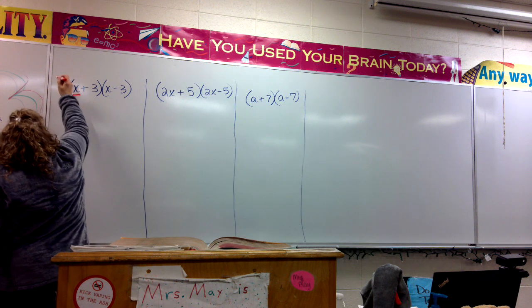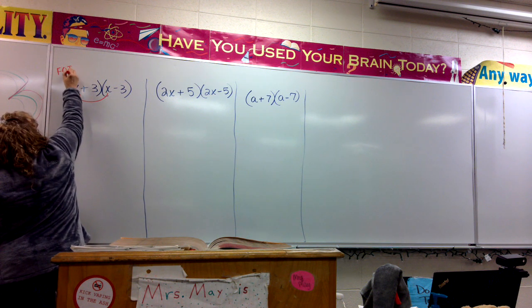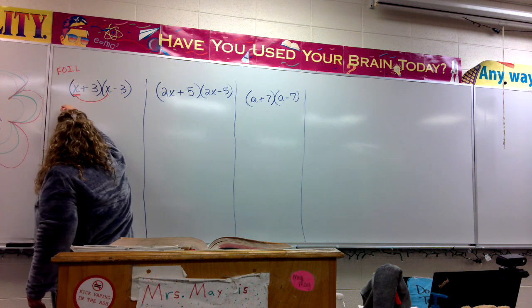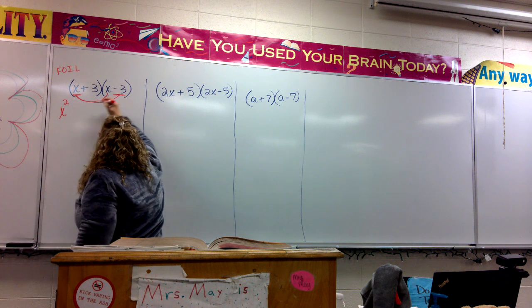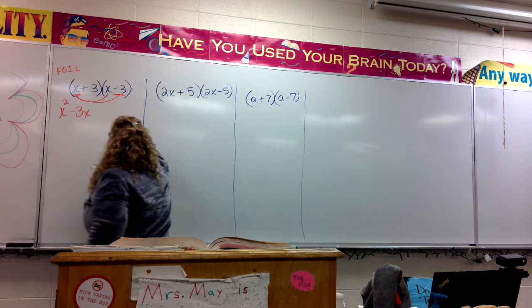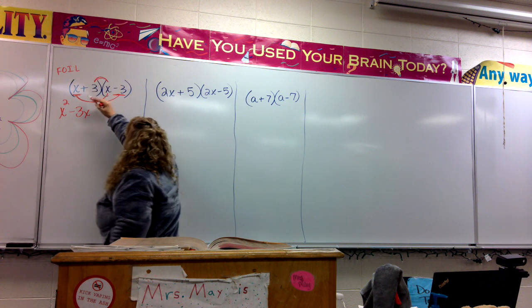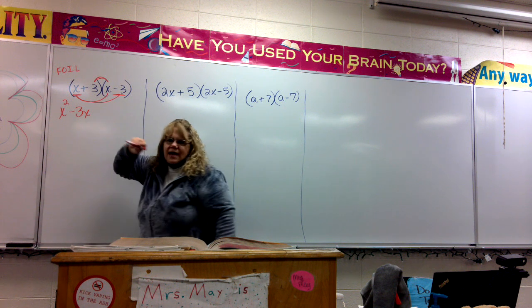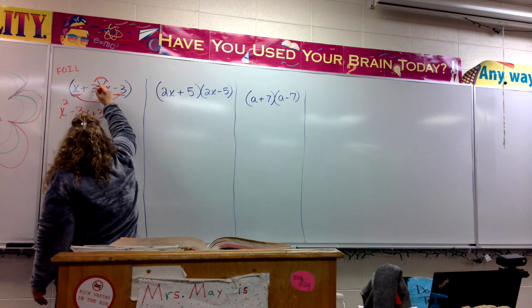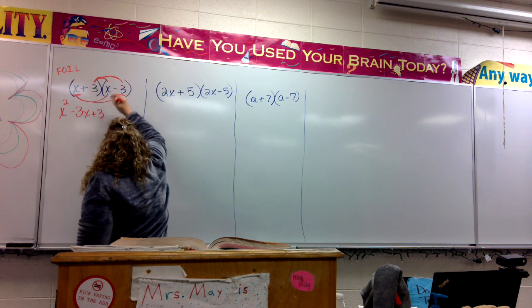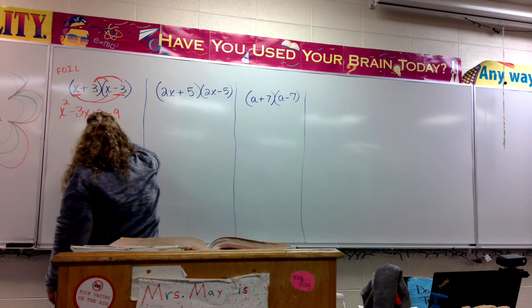And remember the other day we called it FOIL, the first. The first two, what's that? X times X. And then move over X times -3. Those are the outsides. Then I have to do the insides. What's that? 3 times X, positive 3X. And then the last two, the last with the last, what do you get there? Oops, I forgot my X.